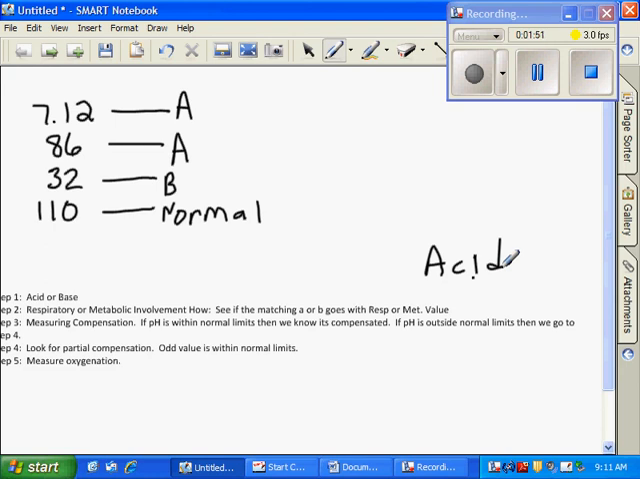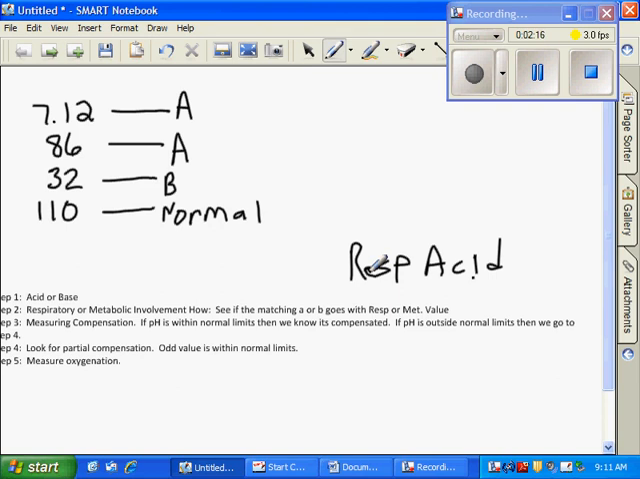We start with the pH. It's an A, so it's an acidic pH. Then we look to see which one matches that, our respiratory value or our metabolic value. Which one matches here in this case? It's the respiratory value. So we're looking to match it with the A, which means this is a respiratory acidosis. Now we need to determine step 3, which is measuring compensation.